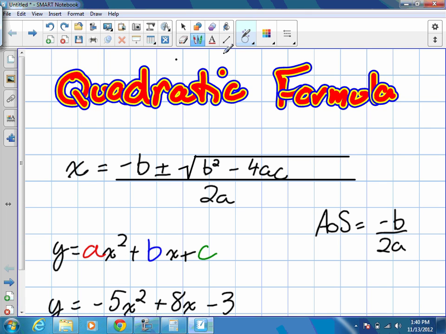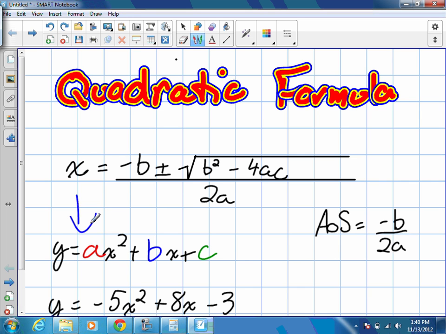Okay, we're going to go over the quadratic formula today. I told you it can be a tricky lesson. So this formula is solving for x. Now when we're talking about this formula, you see there's many letters. In fact, we have an A, a B, and a C. They all refer to when a quadratic is in standard form.